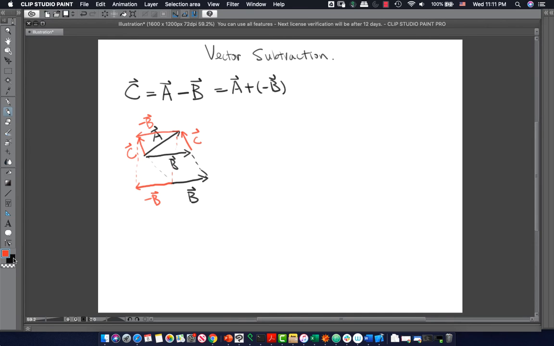Okay, so now let's remember this result. So if I have vector A minus vector B, then the resulting vector points from B's head to A's head.